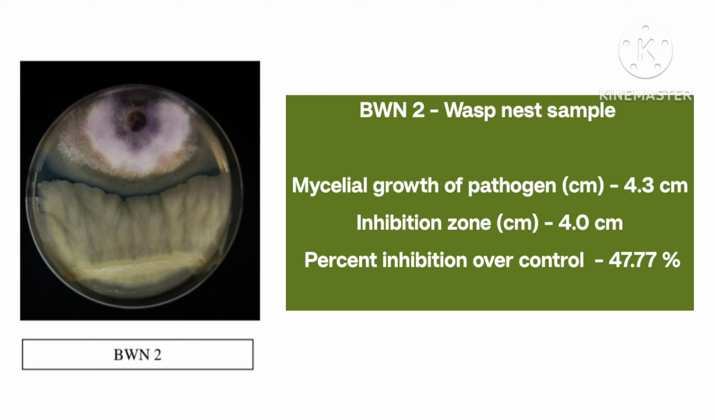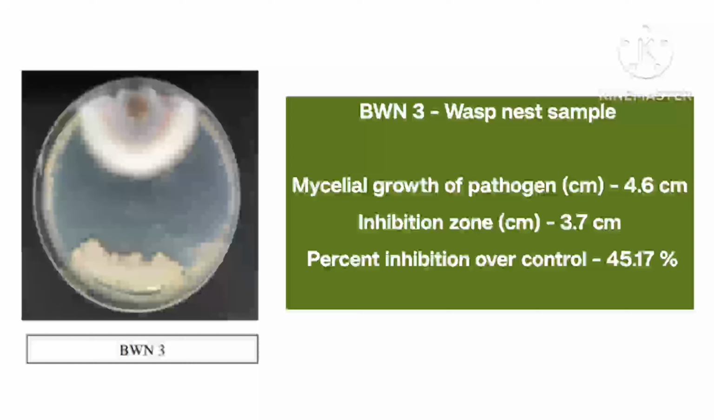Mycelial growth of pathogen 4.3 cm. Inhibition zone 4 cm. Percent inhibition over control 47.77%. Bacterial isolate 3 from wasp nest sample. Mycelial growth of pathogen 4.6 cm. Inhibition zone 3.7 cm. Percent inhibition over control 45.17%.